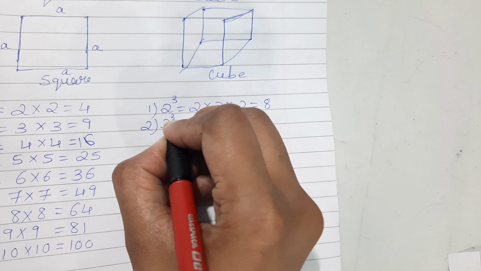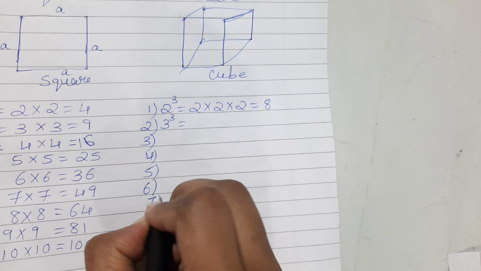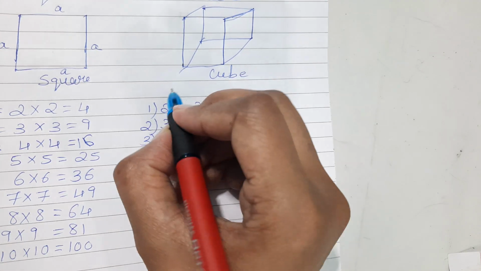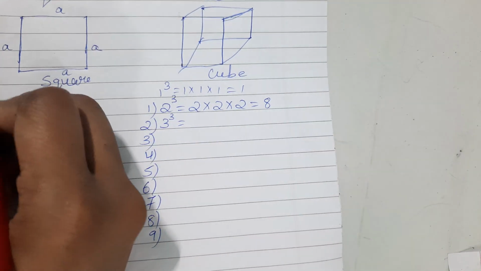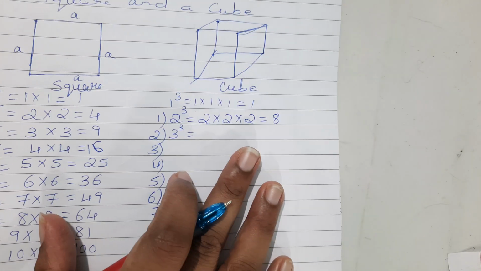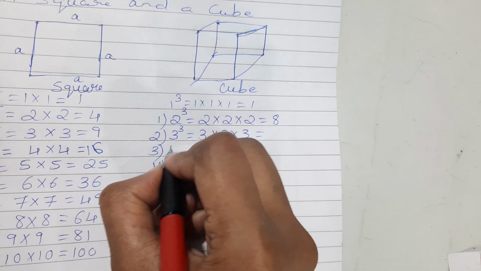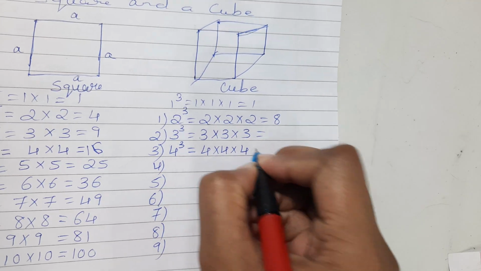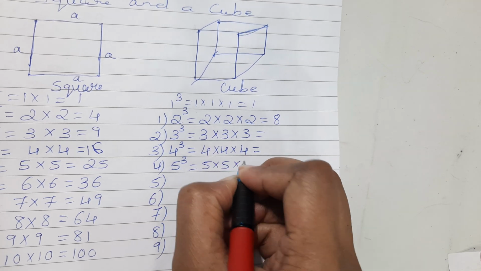Next we have 3 cube. First, I hope you know what is 1 cube. If you multiply 1 three times you will get 1. For square also, if you multiply 1 two times you will get 1. So for 3, how many times should you multiply? 3 times for cube. 4 cube means how many times do you have to multiply 4? 3 times. For 5 cube you will have to multiply 5 three times.